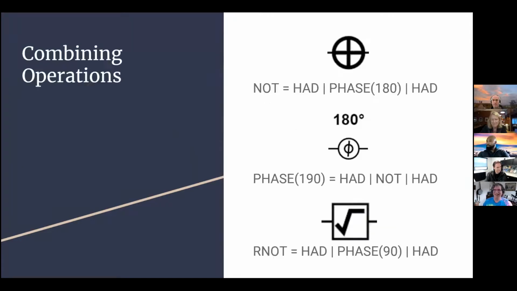So let's look at that, because there is also a section on combining operations, or it might be called decomposing operations. So what we can do is take 3 operations and stick them together, and they do the same thing as another operation. So in this case, this first one, a not is the same as a had, a phase 180, and a had.